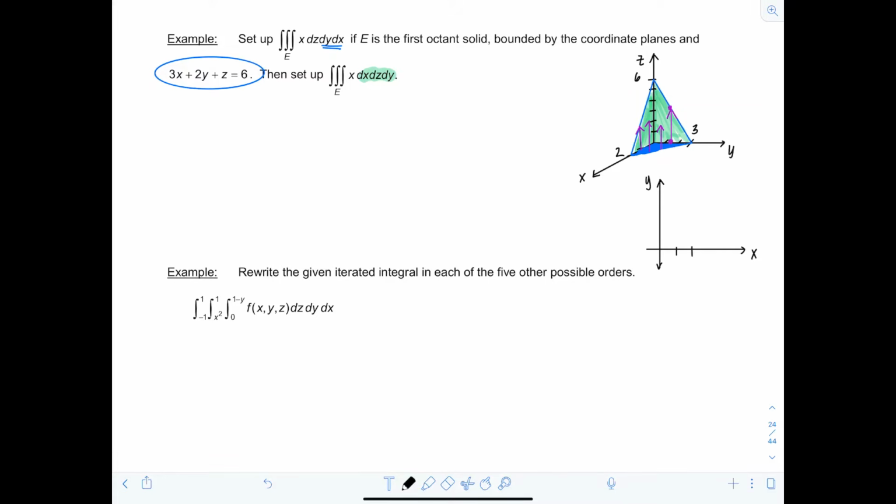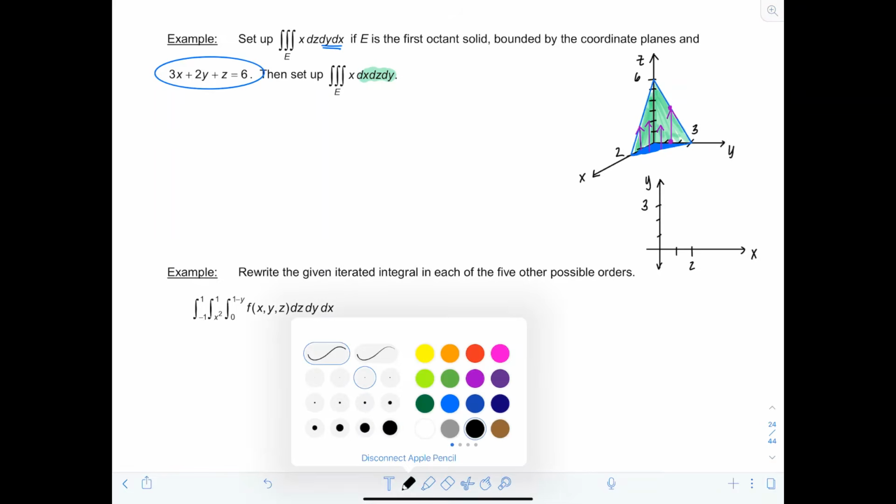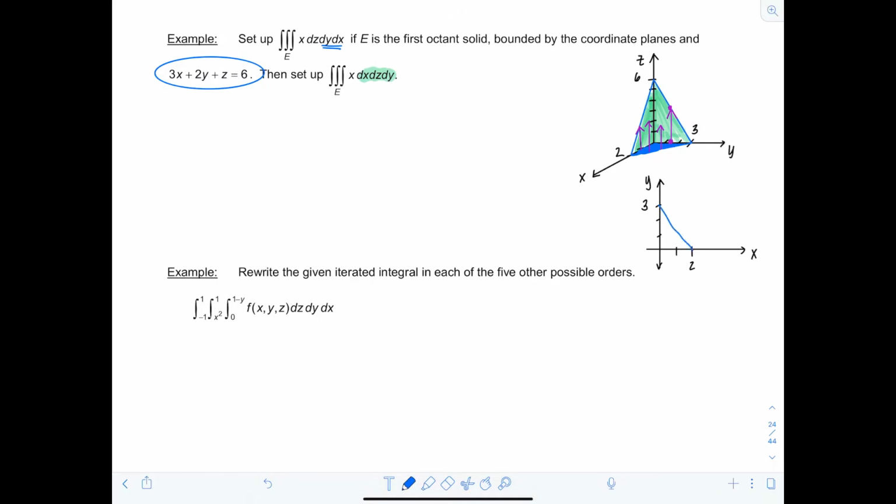So the x-intercept was 2, the y-intercept was 3. So here's our little triangle. This is the base region, this is D. Okay, well this equation here, that's a line, y-intercept is 3, slope is -3/2. So now we're ready to roll. It makes sense, let's put our constant limits for x on the very outside.